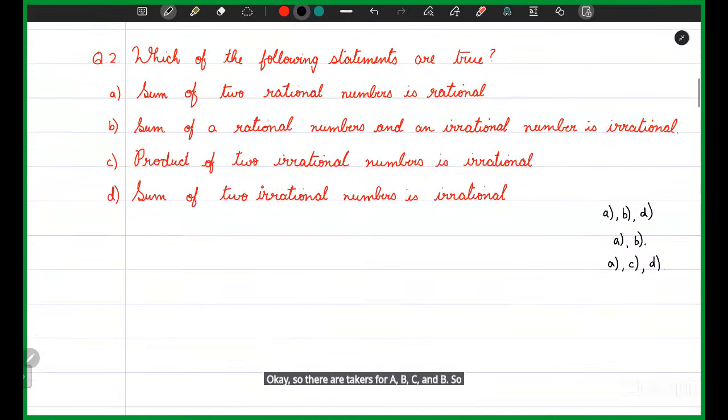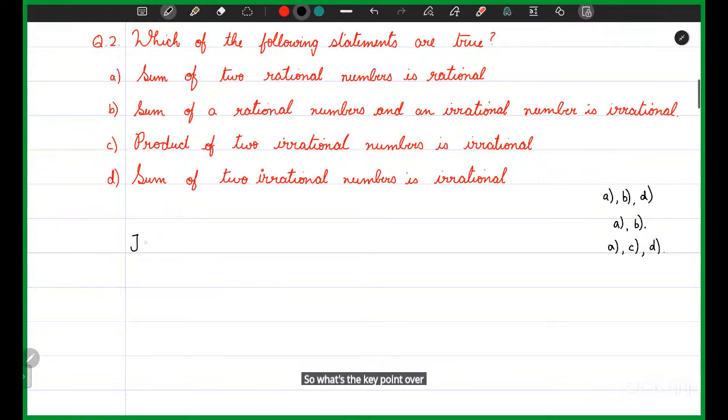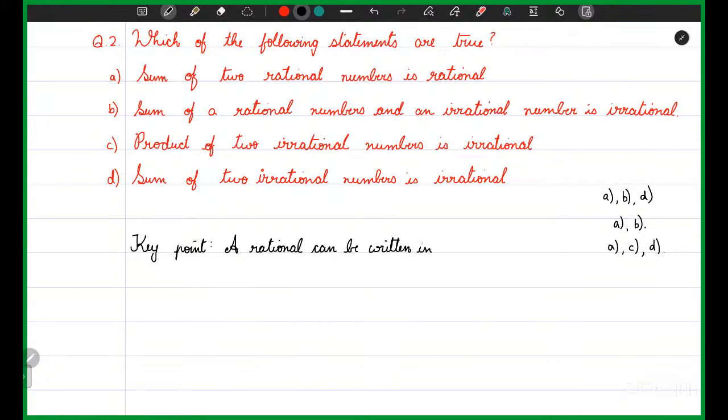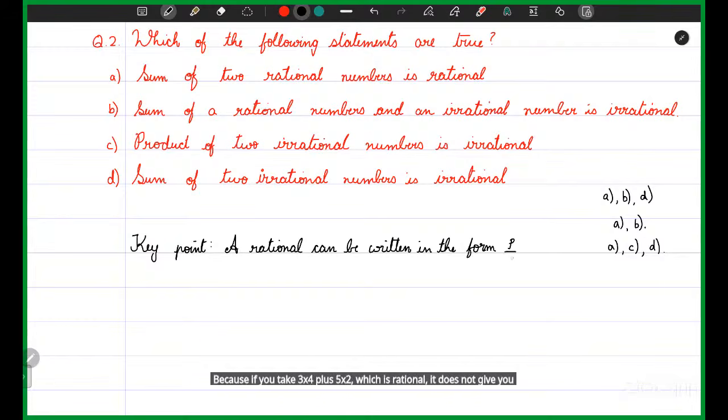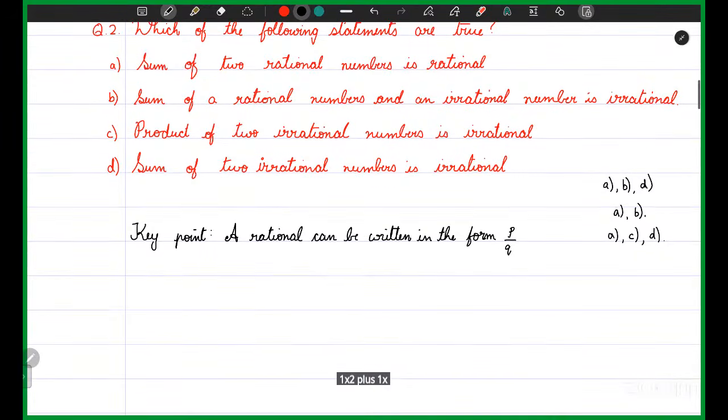So let's go option by option. What's the key point over here? What is a rational number? Anything that can be written in the form P by Q, with Q not equal to 0, is a rational number. D is wrong, because if you take 3 by 4 plus 5 by 2, which is rational, it does not give you a 1 by 2 plus 1 by 2 is 1. So this is the definition of a rational number.